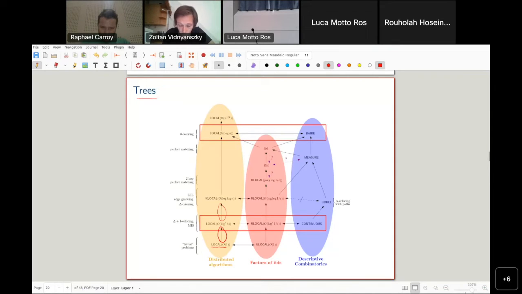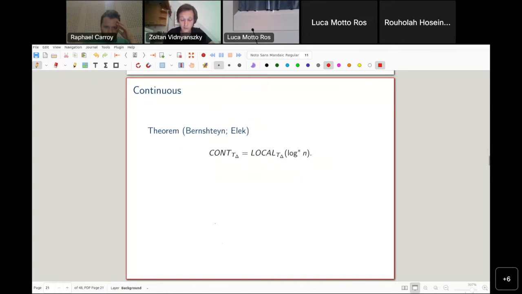But I think what's interesting are these, the ones with the red rectangles. First of all, they say that some classes in the distributed world and in the Borel world just coincide. So let me talk first about this rectangle, which contains continuous and log-star.